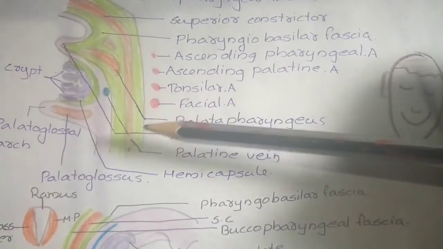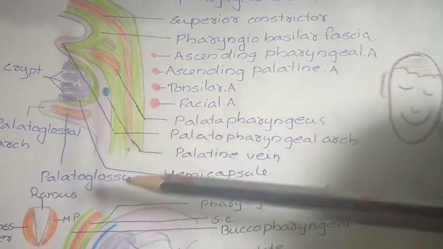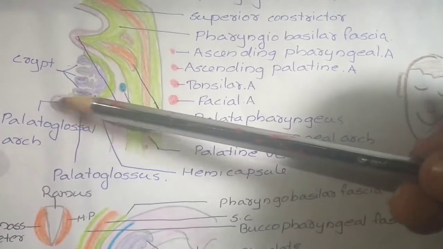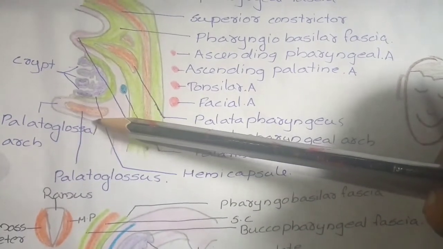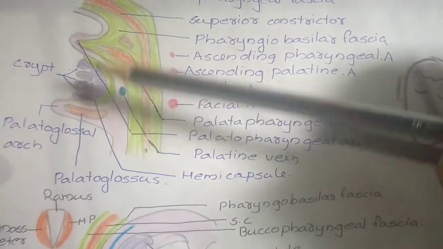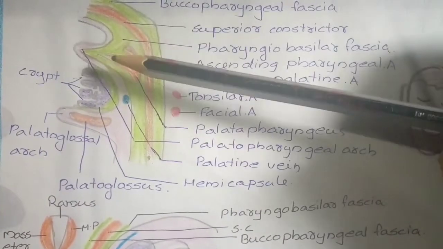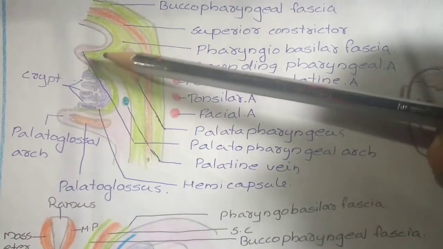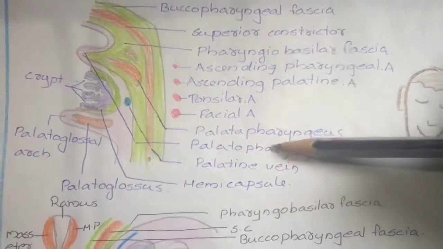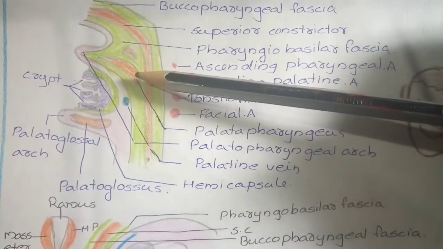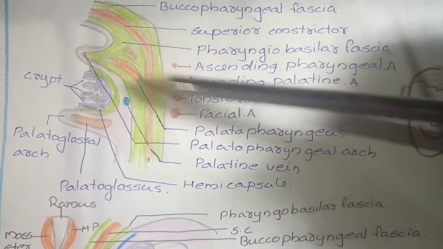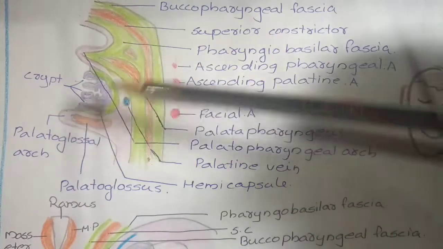Now for the anterior aspect. In the anterior aspect we can see the palatoglossal arch. Here we can see the palatoglossal arch with the palatoglossus muscle. And for the posterior aspect we can see the palatopharyngeal arch. Here we can see the palatopharyngeal arch and the palatopharyngeus muscle. That's all for the anterior and the posterior.